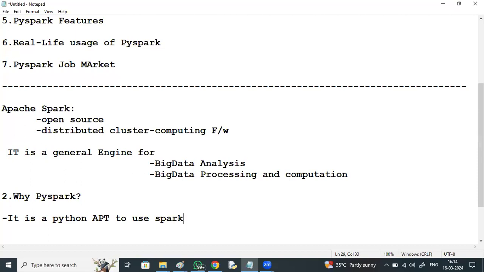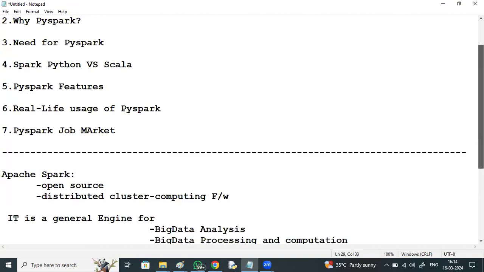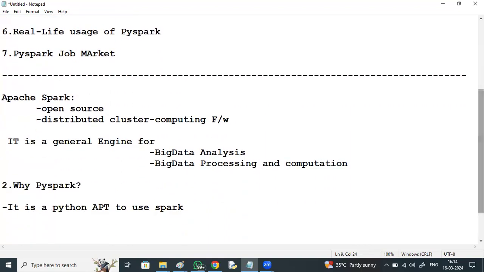See, I'll make it clear. Spark is an execution model. This execution model can be implemented by multiple languages, using Python, using Scala, using Java. Mostly preferred are Python and Scala. I'll be discussing the difference between Python and Scala. PySpark is the Python API to use Spark.